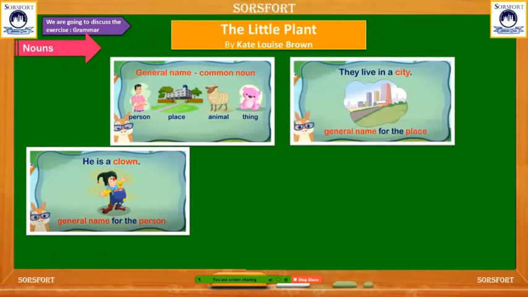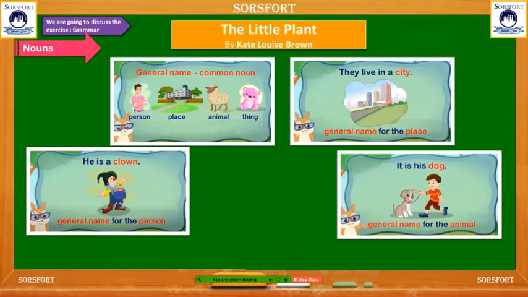Let's see a general name for a place. They live in a city. So I'm not telling about any particular city name. So this is a common name for a place. It is his dog. I don't know the name of this dog. I'm not telling about the name of this dog. So it is a general name for the animal. This particular animal is a dog.